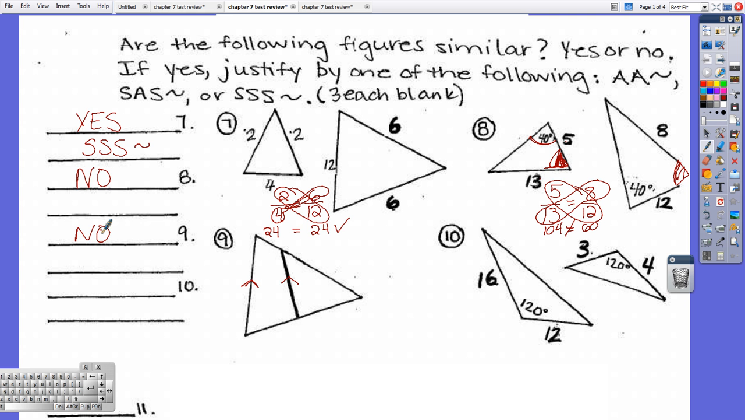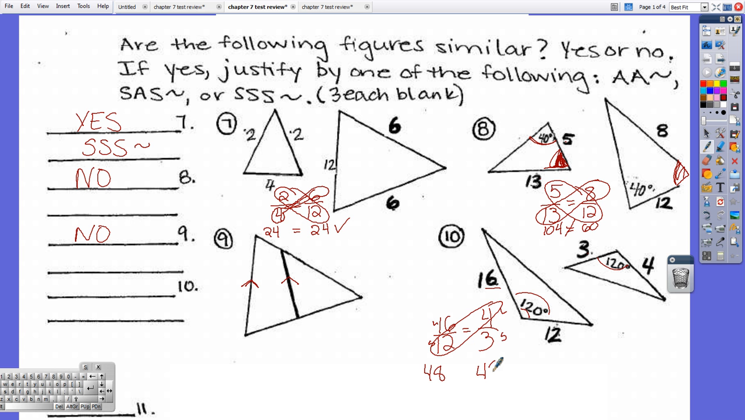And for number 10, this does look like we have a side, angle, side, with the angle in between the sides, but we have to make sure we set up the proportion. So I'm going to set it up as 16 over 12 equals 4 over 3. And you're probably wondering, why? Because the 3 is next to the triangle and it just looks different. But I know that this is my large side, this is my small side, this is my large side, this is my small side. So 12 times 4 is 48, and 16 times 3 is 48.